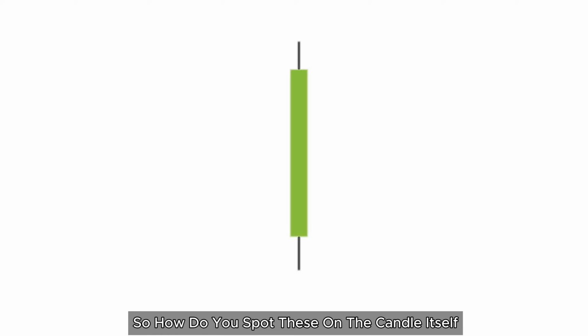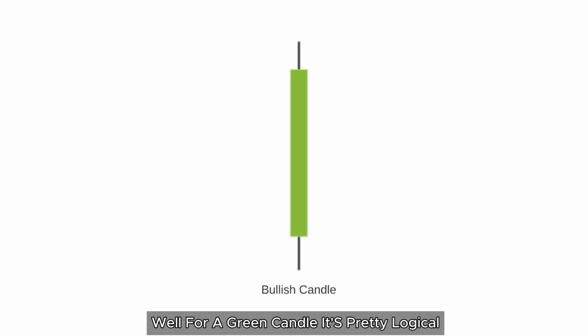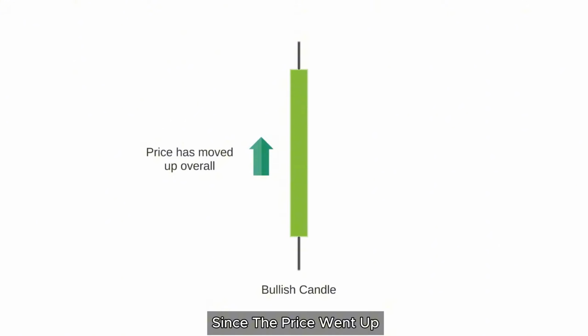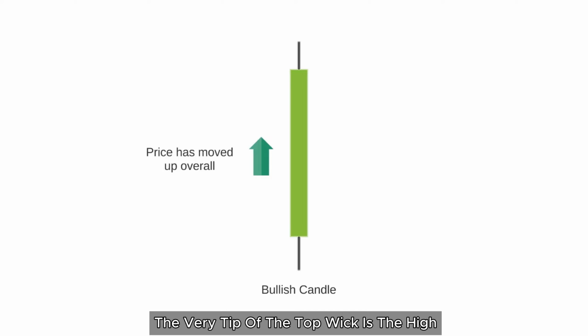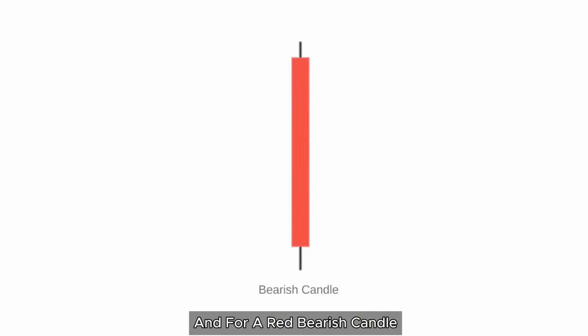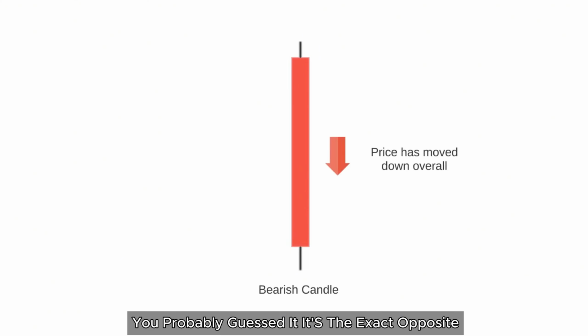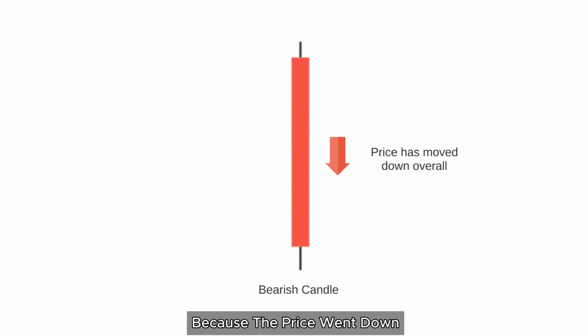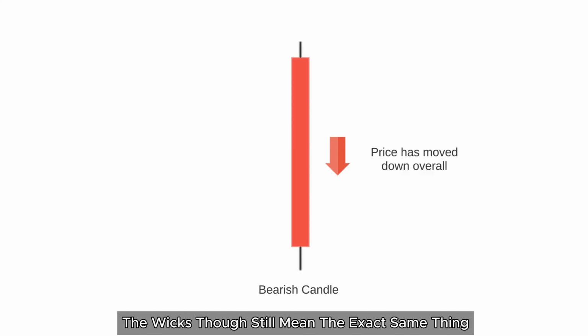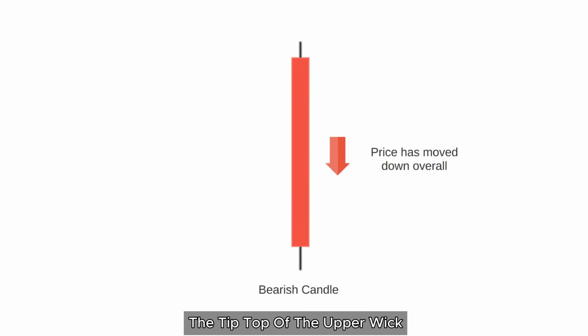So how do you spot these on the candle itself? Well, for a green candle, it's pretty logical. Since the price went up, it had to open at the bottom of the body and close at the top, right? And the wicks are always the same. The very tip of the top wick is the high, and the bottom of the lower wick is the low. And for a red bearish candle, you probably guessed it, it's the exact opposite. Because the price went down, it opened at the top of the body and closed at the bottom. The wicks, though, still mean the exact same thing. The tip top of the upper wick is always the highest price reached, and the very bottom of the lower wick is always the lowest price.